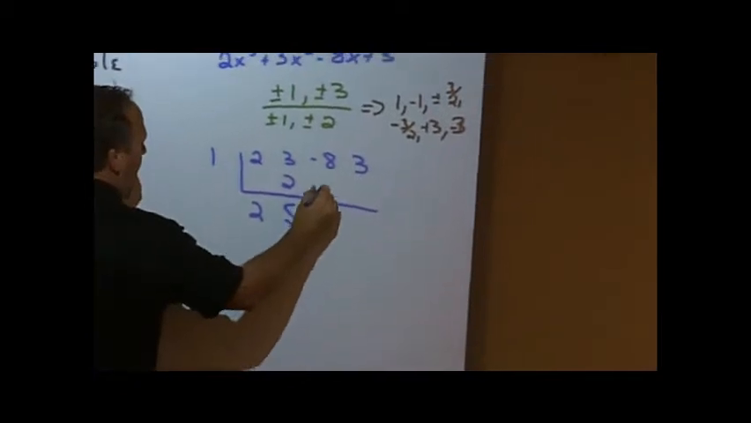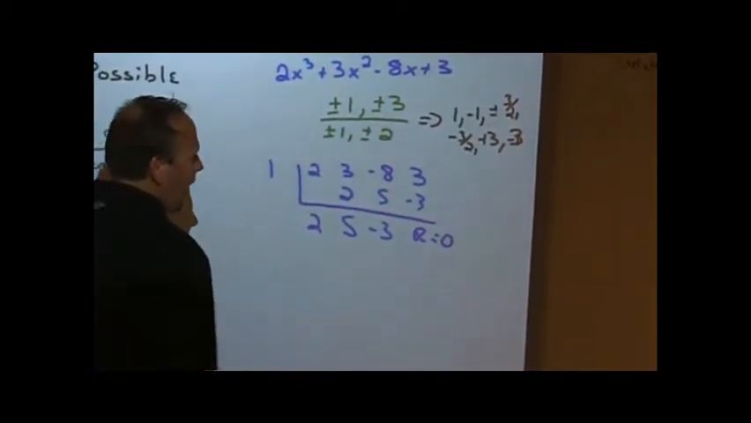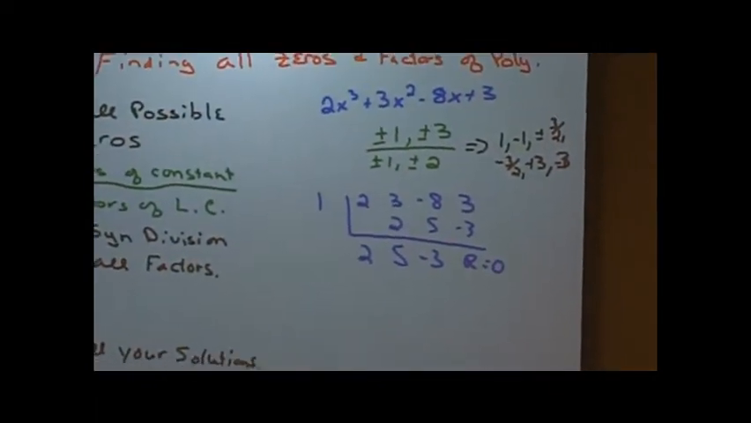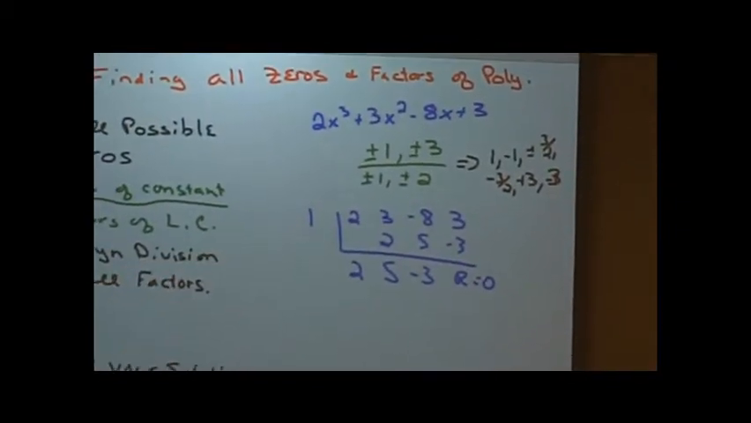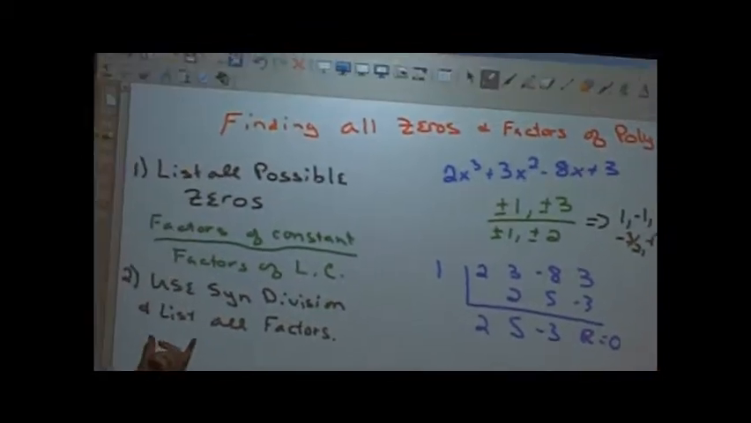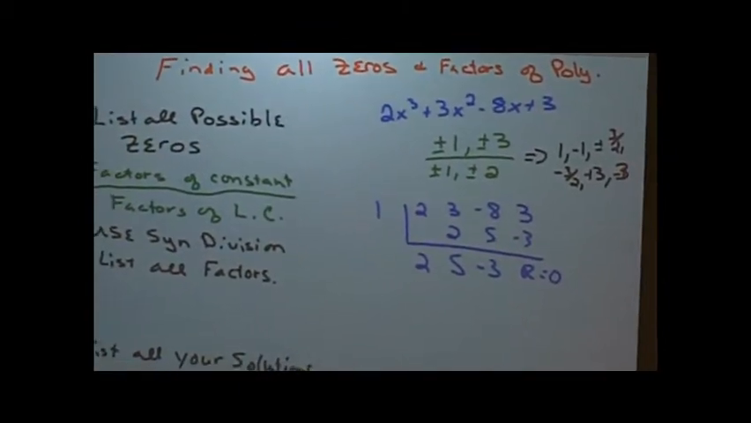2, 2, 5, 5, negative 3, remainder is 0. Alright? So, when that tells me that I have a remainder of 0, what does that tell me? That all fits. That 1 is a solution, because it goes in there evenly. 1 is a solution. So therefore, use my synthetic division and list all my factors. Do I know one factor right now?